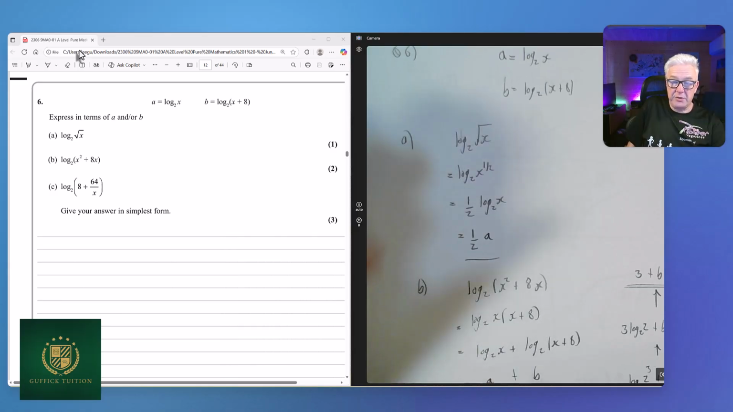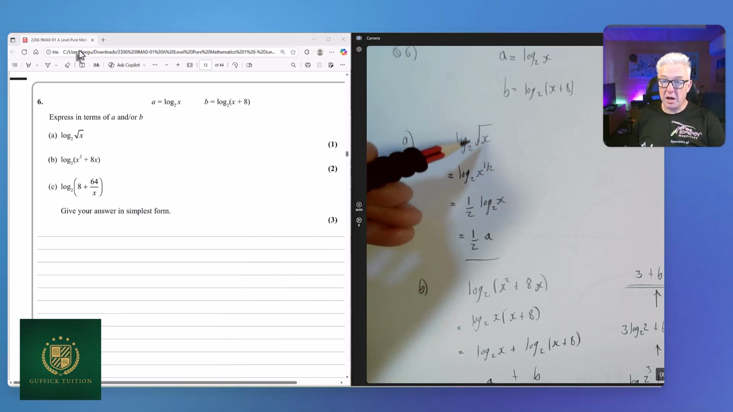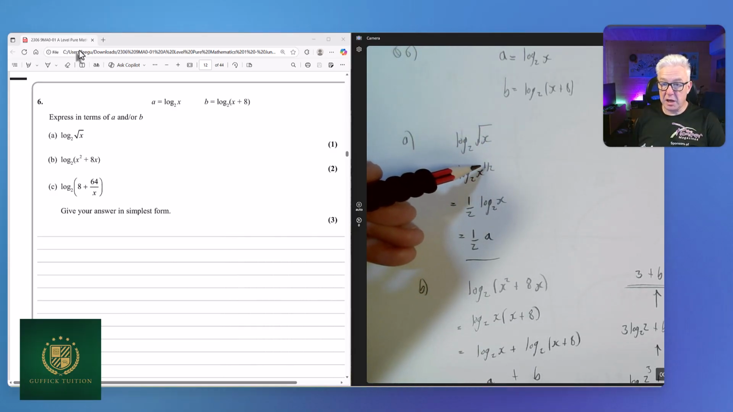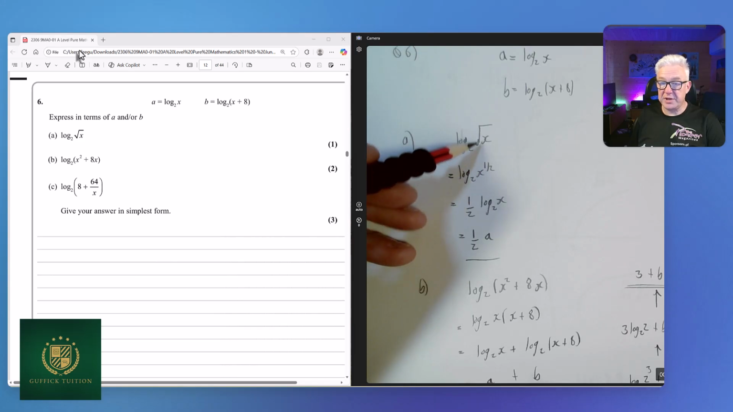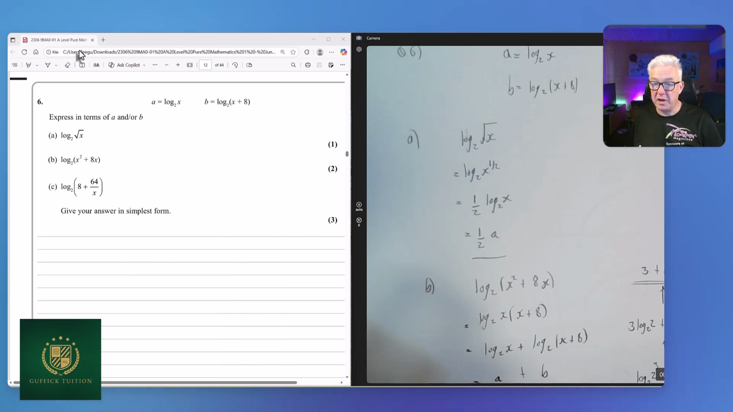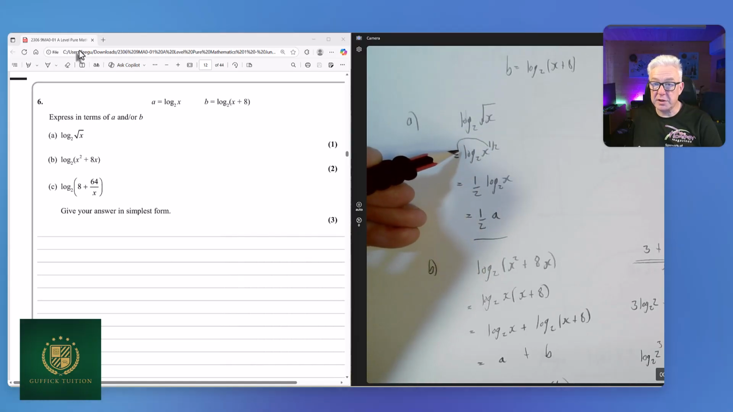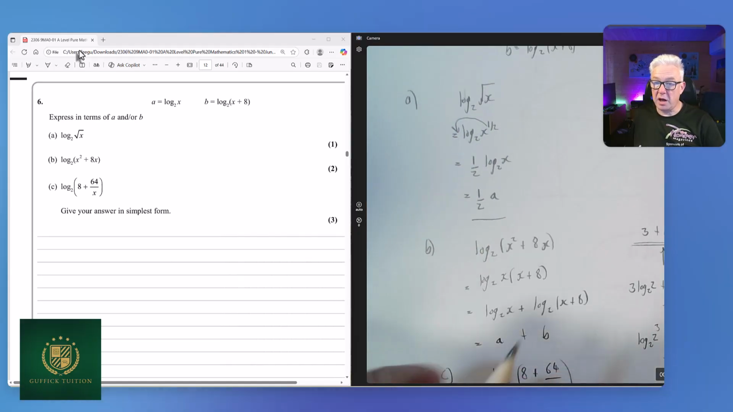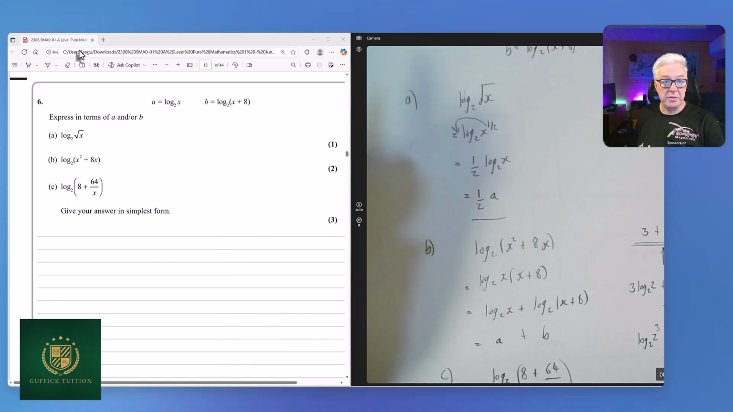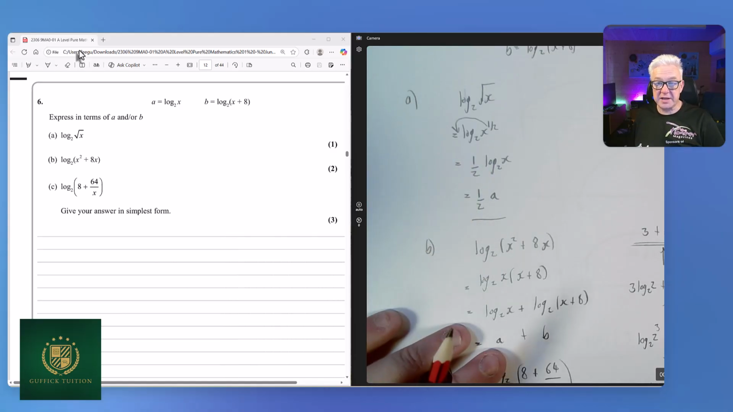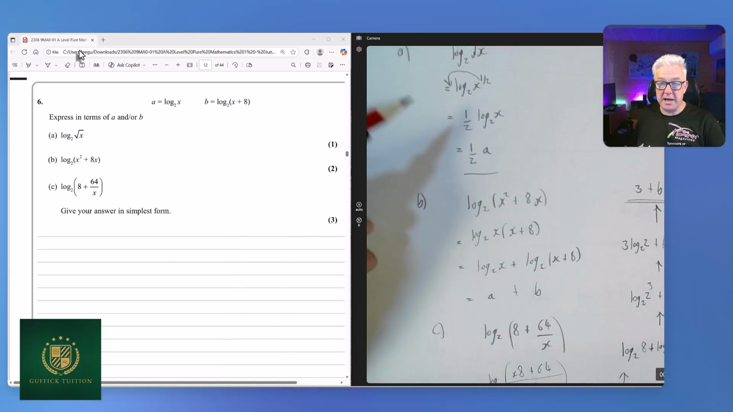So I've written down log to the base 2 of root x. I've rewritten it using indices, instead of root x, I've written it to a power of a half. Then when we use the power law of logs, we bring the half to the front. So that gives us a half log to the base 2 of x. But the question tells us that log to the base 2 of x is a, so part a is 1/2 a.